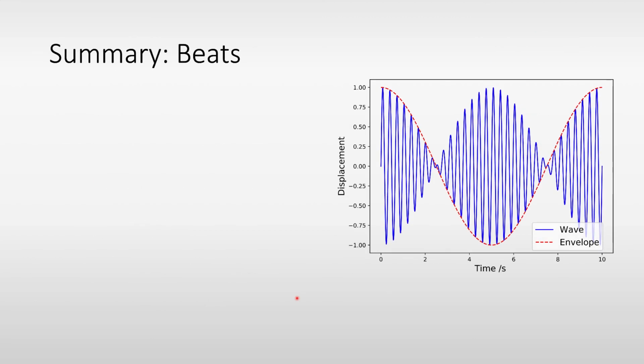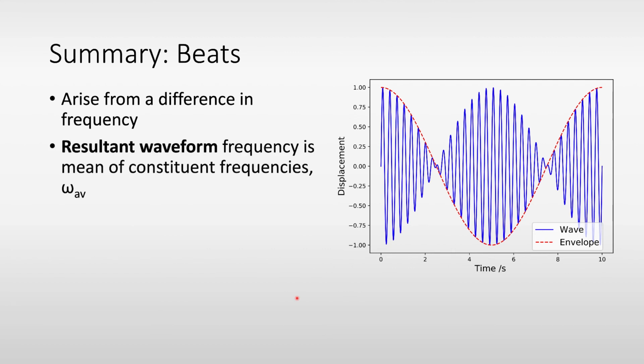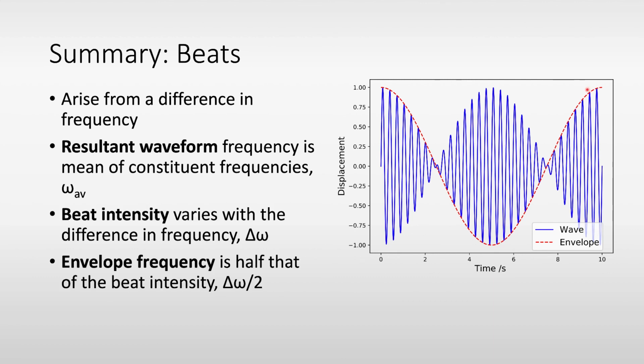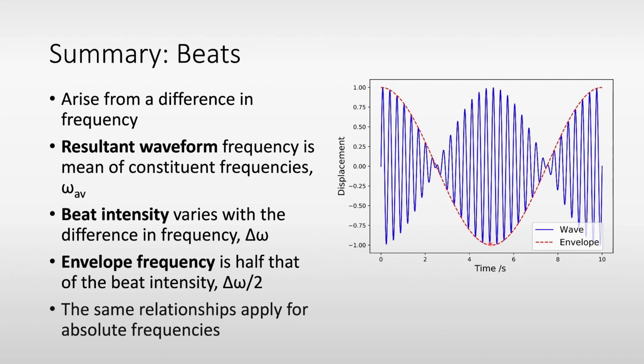In summary, whenever we see a beating structure like this, it arises from a difference in frequency between two sources. The resultant waveform that we see is the mean of the constituent frequencies. So this blue curve here has a frequency equal to the average of the two constituent frequencies. The beat frequency itself varies with the difference in frequency, delta omega, and the envelope frequency, which constrains the resultant waveform of the two sources, is half that of the beat frequency. So we double the frequency of the beats relative to the envelope. We can also say that the same relationships apply for absolute frequencies in Hertz because we have that constant 2π scalar between the angular frequency and the absolute frequency.